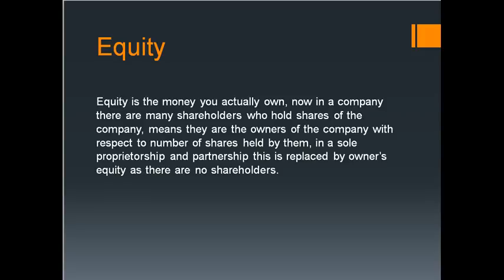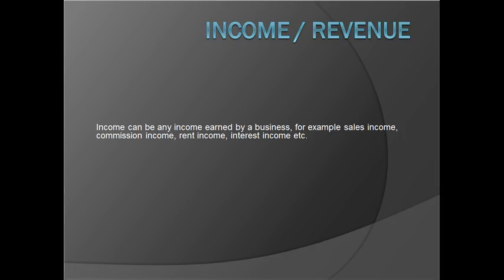Equity. Equity is the money you actually own, as we discussed in the last session as well. Now, in a company, there are many shareholders who hold shares of the company, meaning they are the owners of the company with respect to the number of shares they hold. In a sole proprietorship and partnership, this is replaced by owner's equity as there are no shareholders there. Let's move forward to income or revenue. Income can be any income earned by a business, for example, sales income, commission income, rent income, interest income, etc.